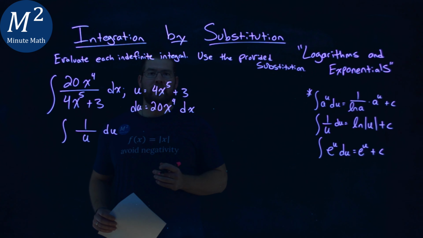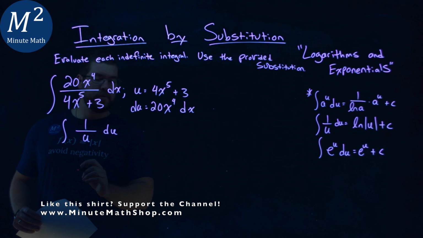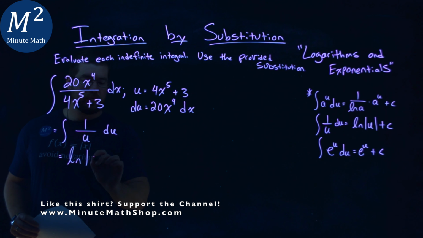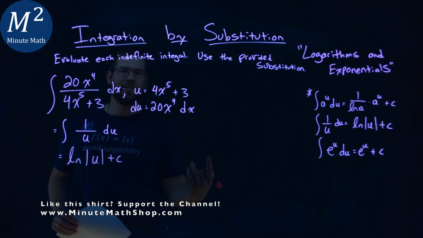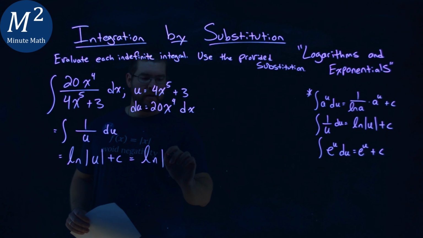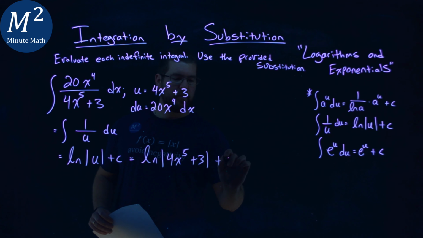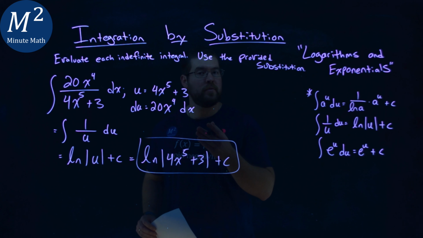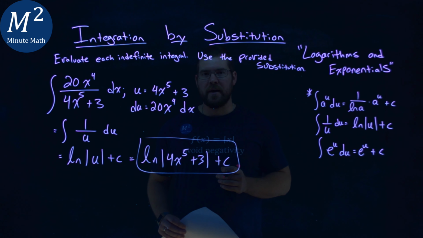Now we can use one of our definitions here. We see it right here that the integral of 1 over u du is equal to the natural log of the absolute value of u plus c. And at this point we can plug back in our u value. So we have the natural log of the absolute value of 4x to the 5th power plus 3, and then all plus c. And so our final answer here is just the natural log of the absolute value of 4x to the 5th power plus 3, and then our plus c at the end.